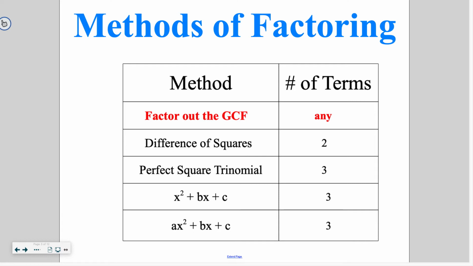Difference of squares, this only works if there's 2 terms. So that was that a squared minus b squared situation. It only works with subtraction, and it only works if it's 2 terms. The perfect square trinomial, the x squared plus bx plus c, and the ax squared plus bx plus c, all involve 3 terms.